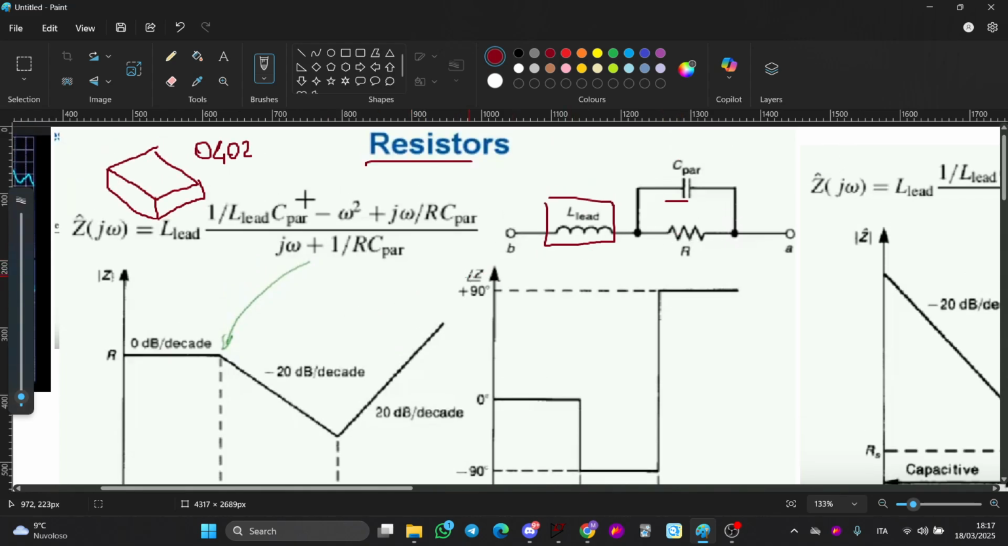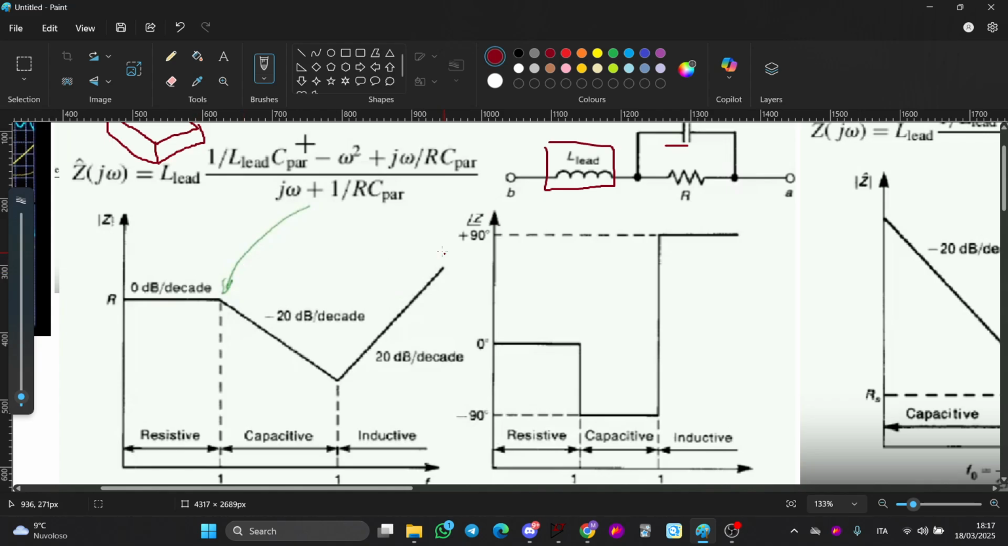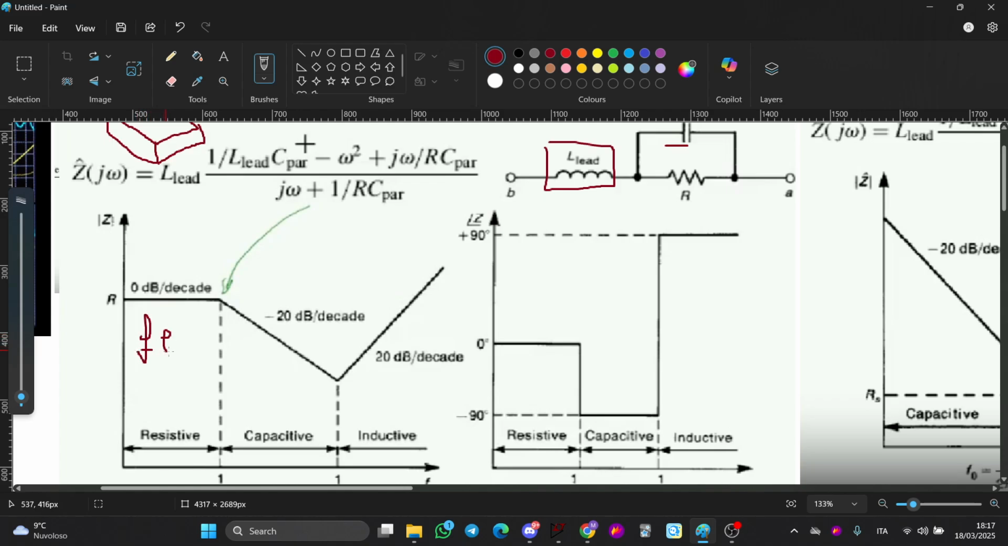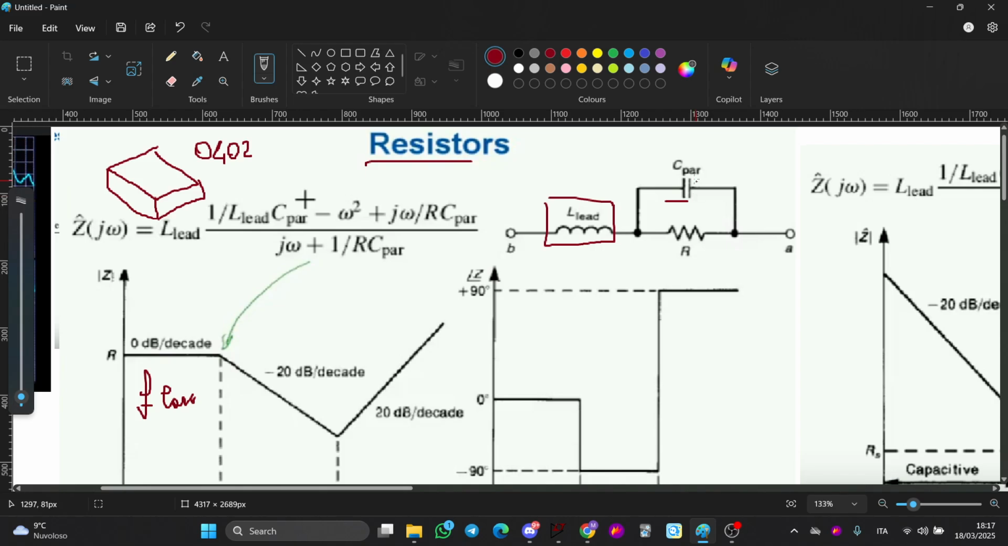Now, how should you read this graph here? It's very simple. When the frequency F is low, this capacitor is basically non-existent, because this C par is in the order of 10 femto, 100 femto, so it's very low, almost negligible. And this parasitic inductance instead is in the order of 500 pico, something like this. The order is less than nano.